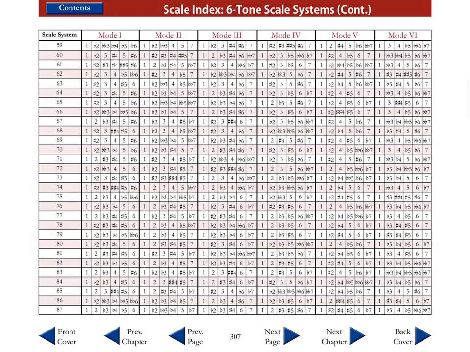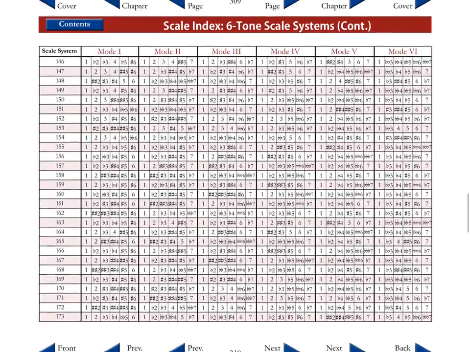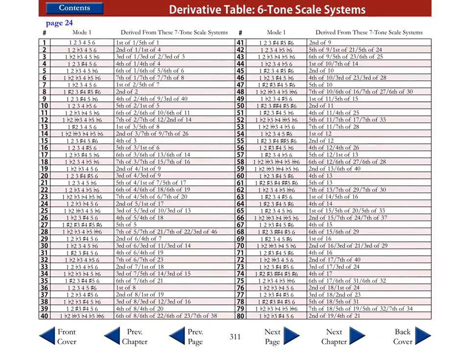Now moving down to the derivative table for 6-tone scale systems. This tells us exactly which 7-tone scale system each of the 6-tone scale systems was derived from.